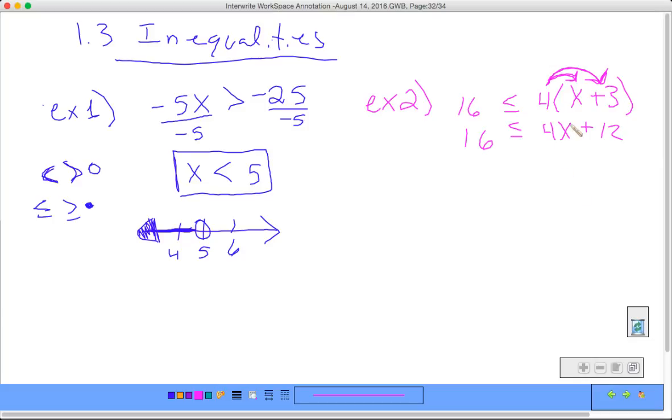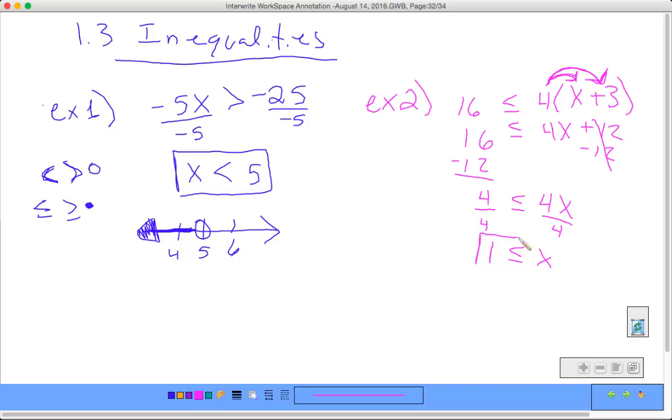All right, so my first step was to distribute. Now, I want to get this x by itself. We're going to leave this piece alone and take care of the plus 12 first. So I'm going to subtract 12. Okay, which gives me 4 is less than or equal to 4x. Now we're down to that last step where I just need to divide to get x by itself. This is positive, so I do not need to flip my sign. Now, 4 divided by 4 is 1, so I'm done.